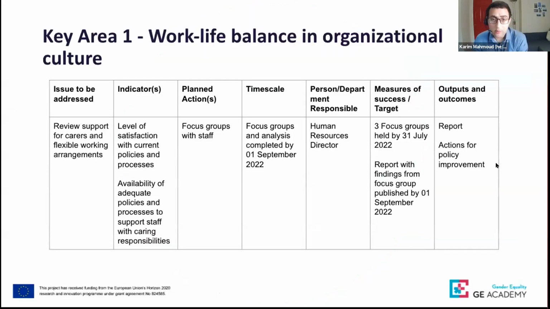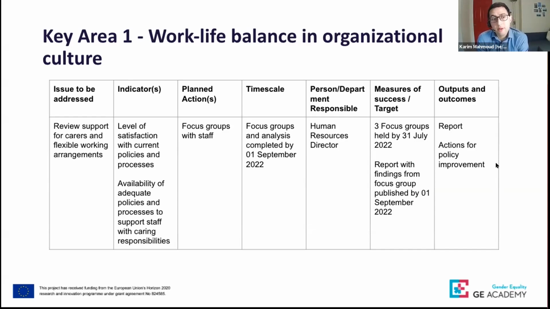So what I wanted to do is take you through an example of a GEP and just discuss it with you. For the key area, work-life balance and organizational culture, we've taken just one issue, one objective, and that's to review support for carers and flexible working arrangements. We've chosen 2 indicators here: level of satisfaction with current policies and processes, and availability of adequate policies and processes to support staff with caring responsibilities. And the planned action was to have focus groups with staff.